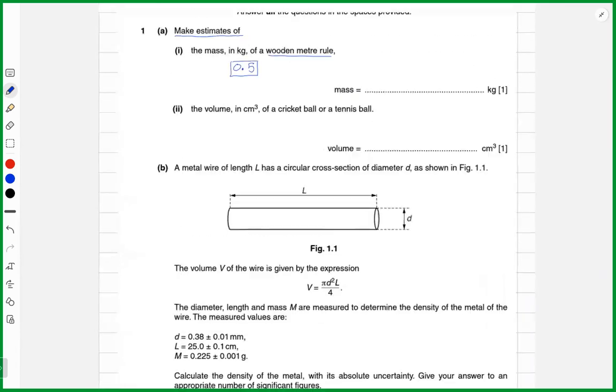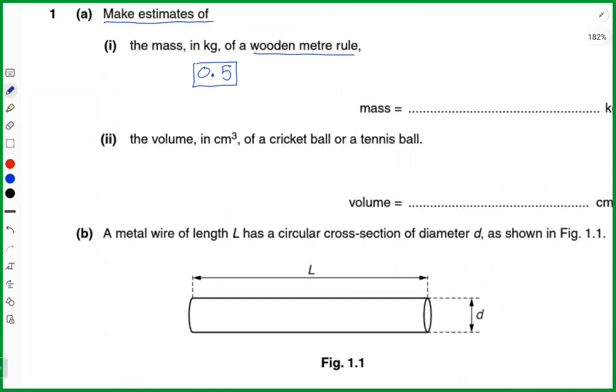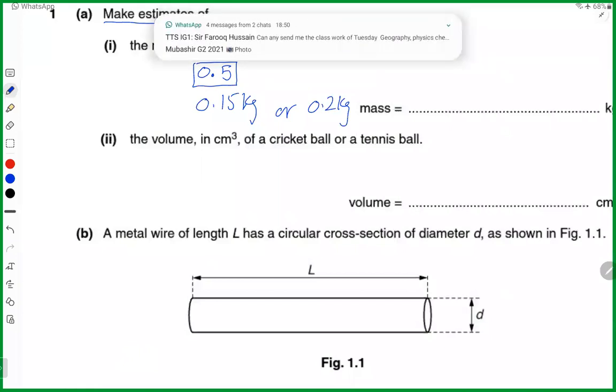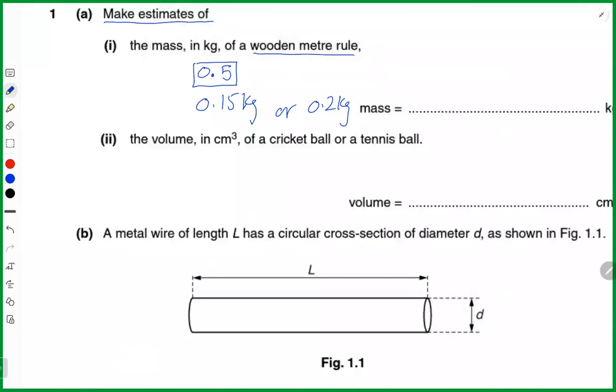So you want to say 0.15 kg or 0.2 kg? What should be the answer? I cannot give three answers. Remember, if I give two answers or a range of answers, it will be incorrect. So give me one answer.